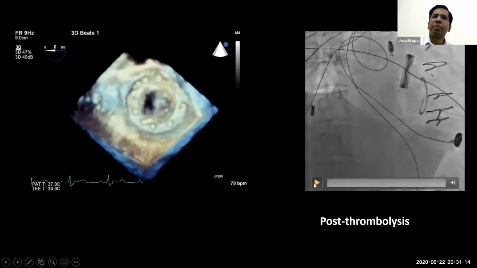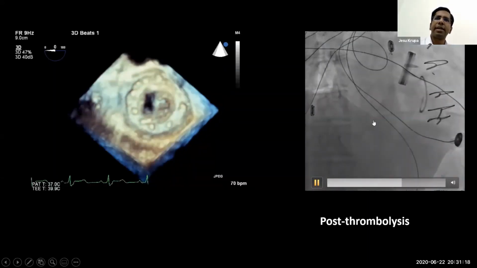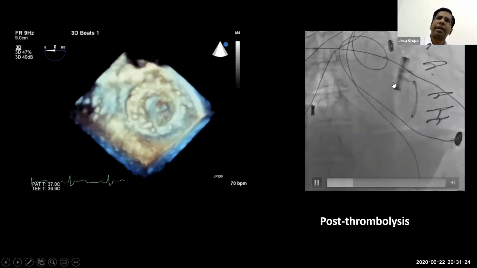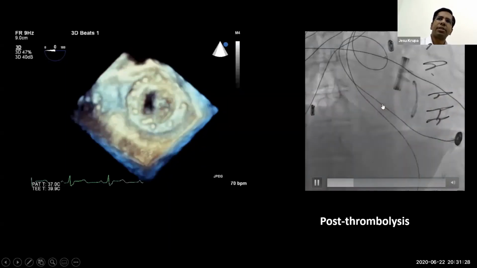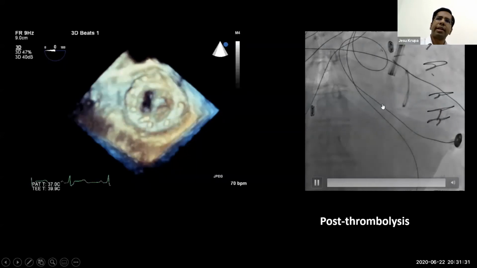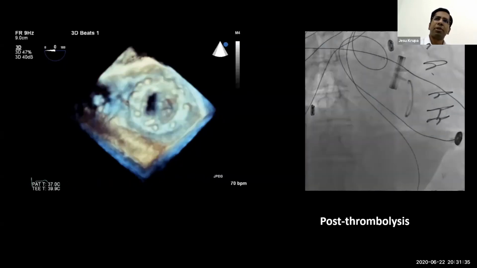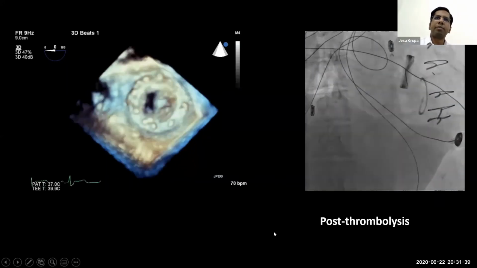This patient was thrombolyzed, and this is the image post thrombolysis. Again, you can see that this is a bileaflet valve. Both the leaflets are seen. You can see the nice radio-opaque ring, and within that you can see the leaflets also, which are quite nicely radio-opaque, and you can see the disc motion also post thrombolysis. So this patient also has completely recovered with thrombolysis.